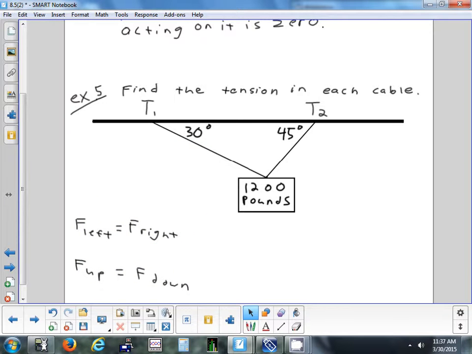Okay, basically what's going to happen, now we've got the background of what we need to do. We're going to set up a couple right triangles. We're going to use right triangle trig to break up the components in tension 1 and tension 2, and we're going to set up two equations. Each equation is going to have two variables, so it's going to be a system of equations, which we then need to solve.